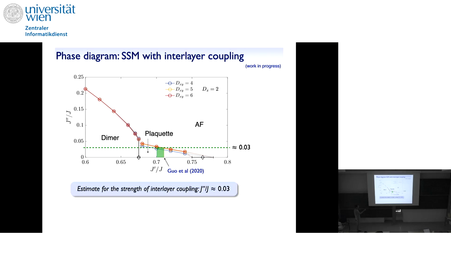And now we can take the prediction from experiments and check what this would mean for the value of J double prime. Our estimate would then correspond to 0.03, which is also close to the ab initio prediction. Okay, so this is just the first application, still work in progress, of this layered iPEPS approach. And we believe this is going to be useful also for other types of layered systems.